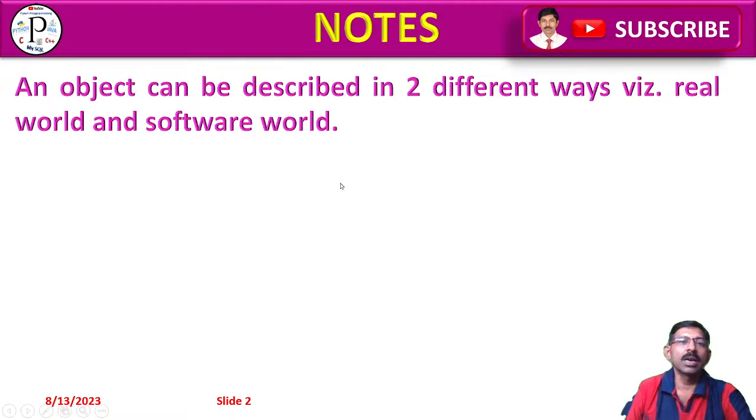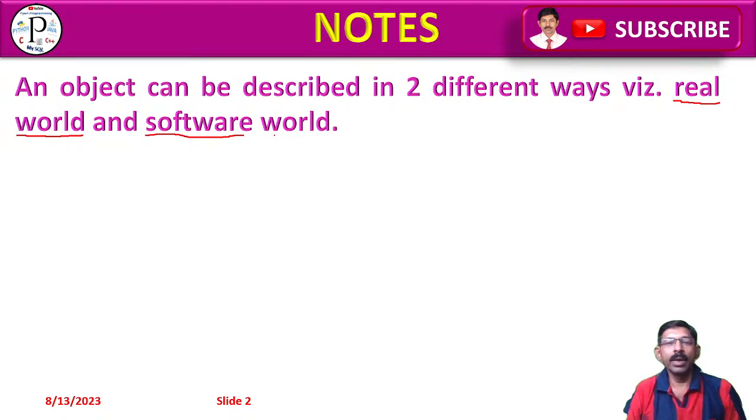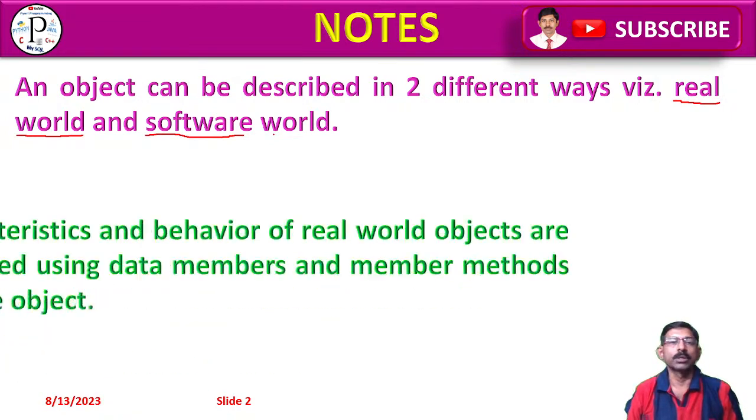The first point says that an object can be described in two different ways, such as real world object and software object. So what is a real world object? Whatever we are seeing in the real world, the table, chair, animal, all are called real world objects. What is a software object? Employee, student, library, these are all software objects.